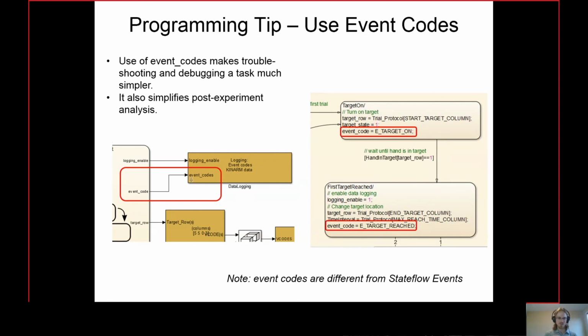I understand, everything's working. Sometimes your task can get into a different state than you expect, and now you need to figure out why it went there. These event codes can help you see, oh, yes, I can see what state it went to. Let's go back and trace through the state flow and figure out why it went to that state I didn't want it to. So while you're debugging your experiment, and then later while you're trying to analyze your data, these are incredibly useful.